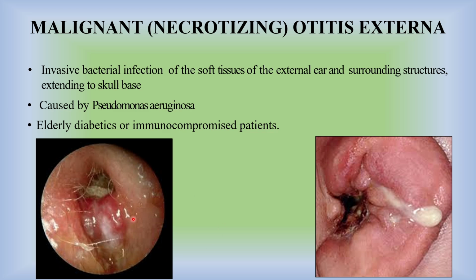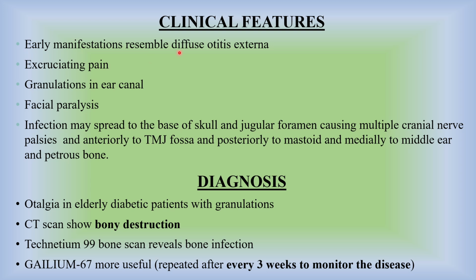On examination, there will be swelling or granulation in the external acoustic canal. The early manifestation resembles simple diffuse otitis externa, but the pain will be much more severe and there will be development of granulations in the external acoustic canal, and the patient may develop facial paralysis. Infection may spread to the base of skull, jugular foramen, causing multiple cranial nerve palsies, to the temporomandibular joint, TM joint, and posteriorly to the mastoid or even to the middle ear and petrous apex.